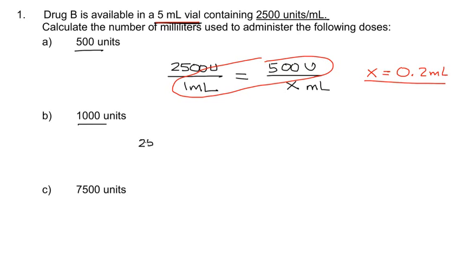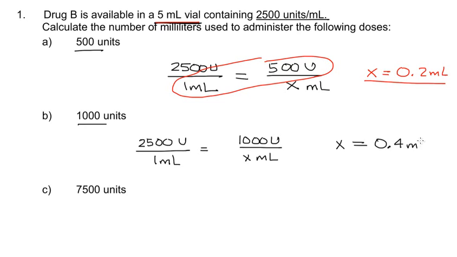Always start with the strength. The strength is given in the problem. It says it's 2,500 units in a single milliliter. But now, we're supposed to be giving 1,000 units. And the question is, how many milliliters does that require? 1 times 1,000 divided by 2,500 tells us now x is 0.4 milliliters. That's the amount to administer.